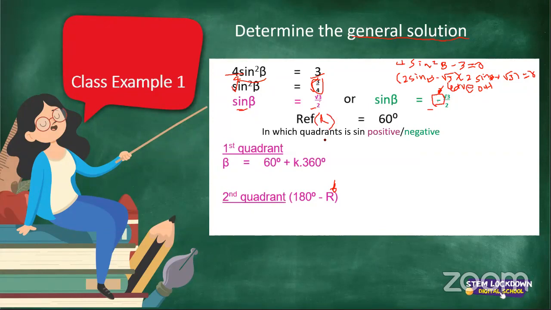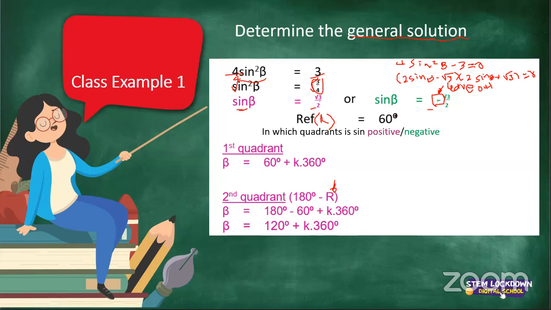And so in our second quadrant, we're going to apply for beta being equal to 180 degrees minus 60 degrees plus k times 360 degrees. And that brings our beta to 120 degrees plus k times 360 degrees. This would be the general solution in the second quadrant.